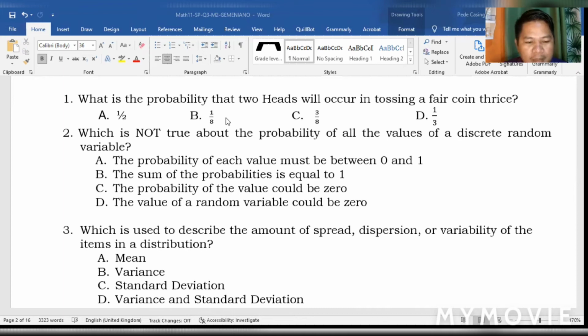Again, what is the probability that two heads will occur in tossing a pair of coins thrice? A 1/2, B 1/8, C 3/8, D 1/3.